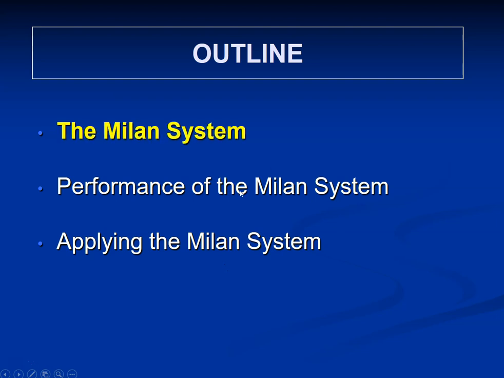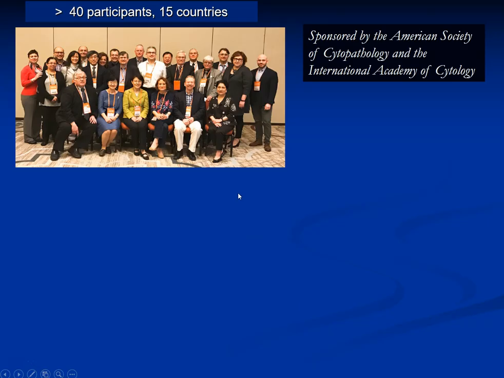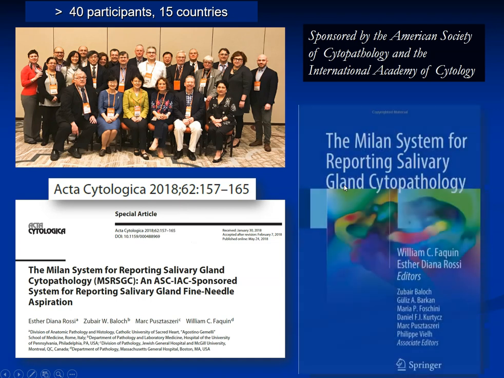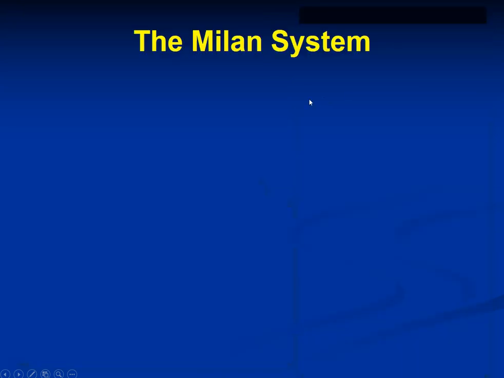So let's start off with the Milan system. This came about by participation from an international panel of expert cytopathologists. The first publication came out in 2018, followed by this book, which explains in great detail the application of the Milan system. This is sponsored by the American Society of Cytopathology as well as the International Academy of Cytology.